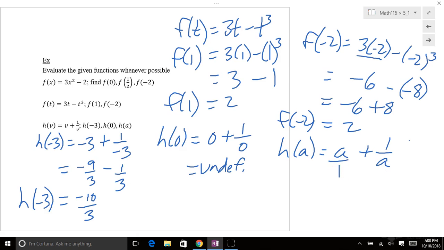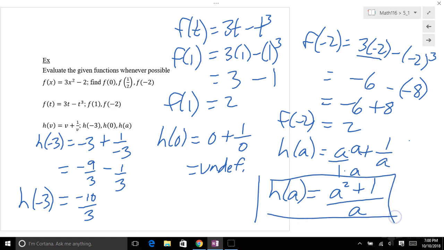Or you get a common denominator, probably even better. Just times it by a to get a common denominator. A squared plus 1. Now it's all over that common denominator of a. Either one of those will work. You just plug in a in there for v.